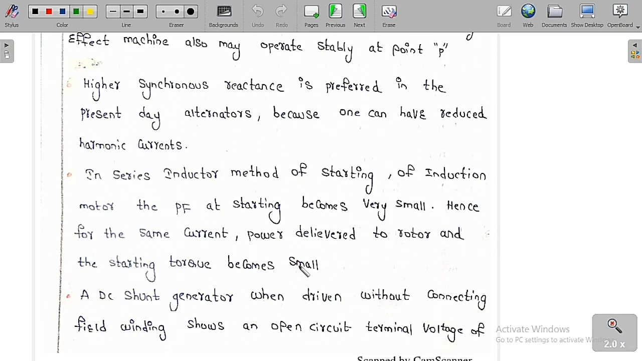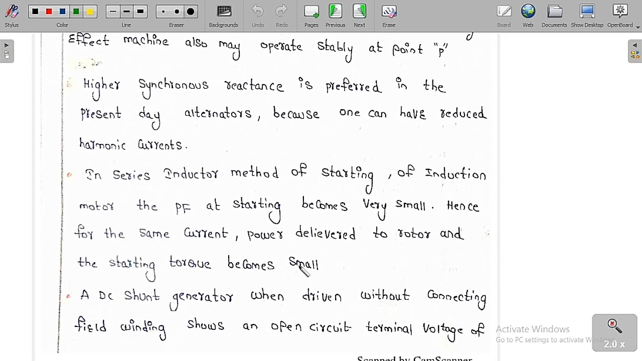Hence for the same current, the power delivered to the rotor and the starting torque become small because, as I have already told you, the alpha between IM and IA is very, very small. Starting torque is always directly proportional to IM into IA into sin alpha. As alpha decreases, sin alpha decreases, so starting torque also decreases. But the resultant current is a summation of the main winding current and the auxiliary winding current. Then the angle between the supply voltage and the resultant current is very huge, so power factor is also very small. So this is the thing that is going to happen.